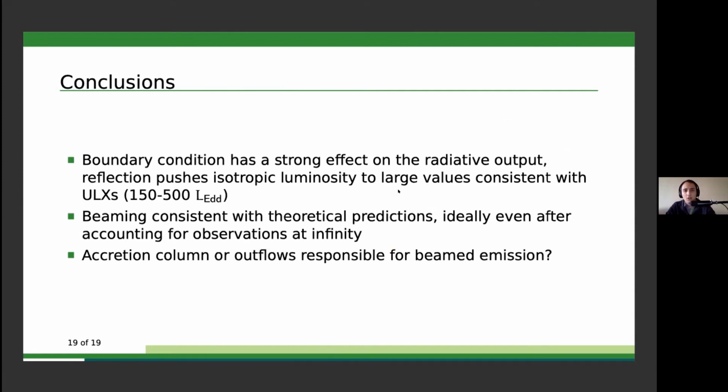So in conclusion, we reproduce these very bright apparent luminosities. The beaming is consistent with the lower magnetic field models. And we have something interesting to study further about, what's actually doing this beaming. So that's everything I have. Thank you. I'll stop there.